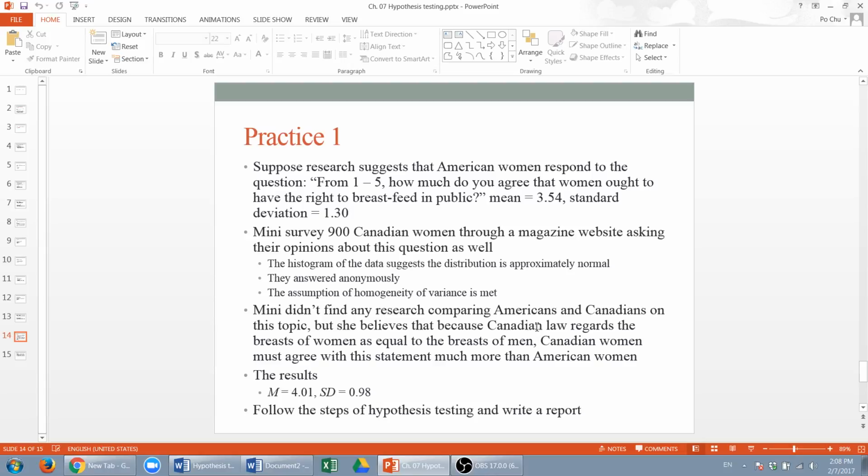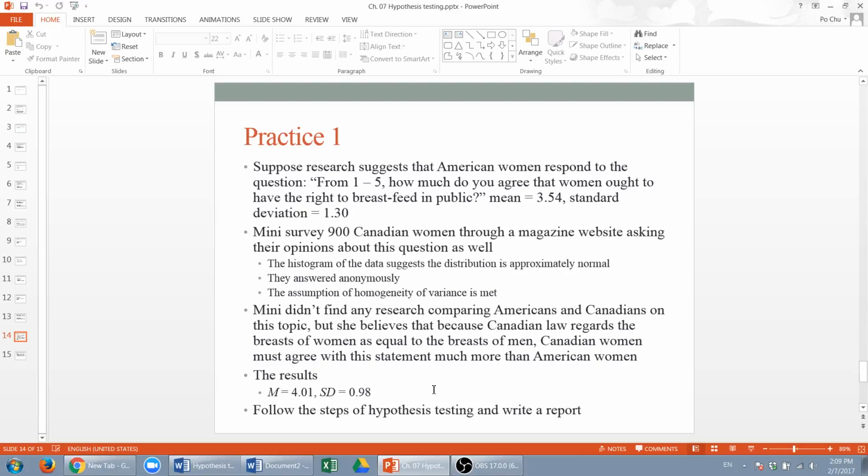Minnie surveys 900 Canadian women through a magazine website, asking their opinions about this question as well. The histogram of the data suggests that the distribution is approximately normal. No problem. They answered anonymously. The assumption of homogeneity of variance is met.